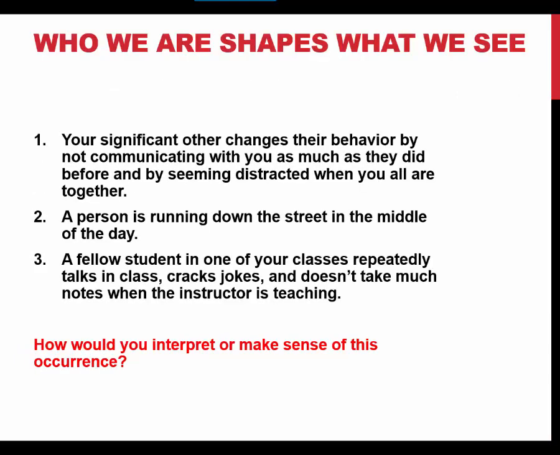So to start thinking about the sociological eye, let's just do a quick thought exercise. You see here 3 scenarios. The first scenario, your significant other changes their behavior by not communicating with you as much as they did before and by seeming distracted when you all are together. Scenario 2, a person is running down the street in the middle of the day. Scenario 3, a fellow student in one of your classes repeatedly talks in class, cracks jokes, and doesn't take much notes when the instructor is teaching.